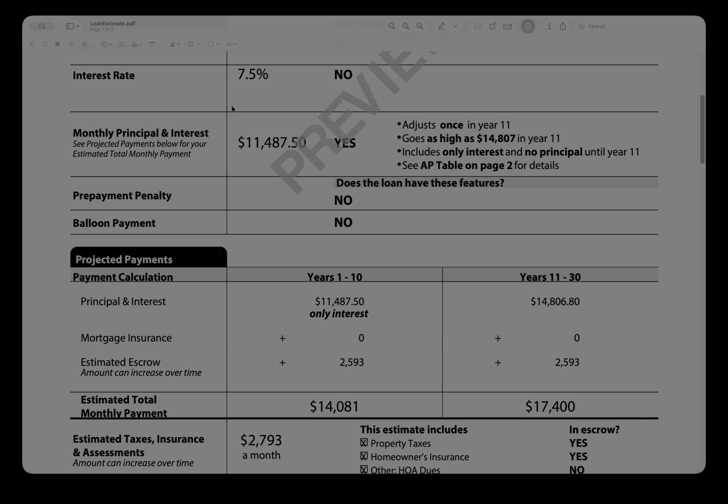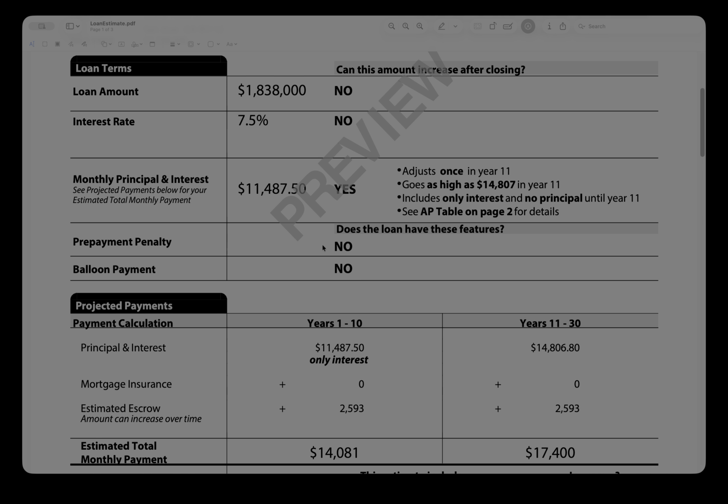So you can get a lower rate, but is this the best option really for you? For 10 years, none of your loan is being paid really. It's just expense, $14,000 a month expense. You might as well just rent a house somewhere if that's the case.